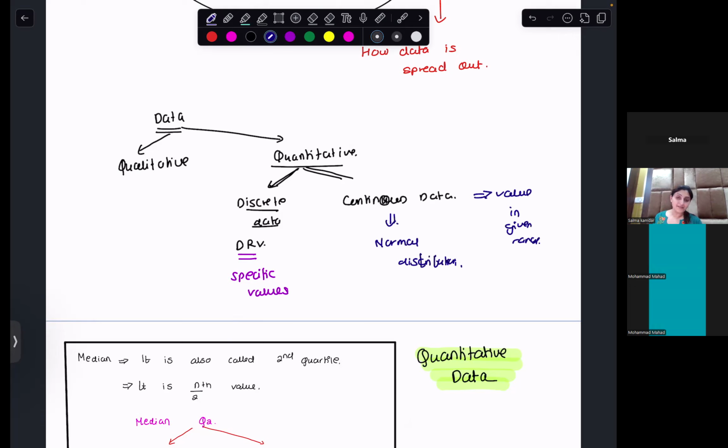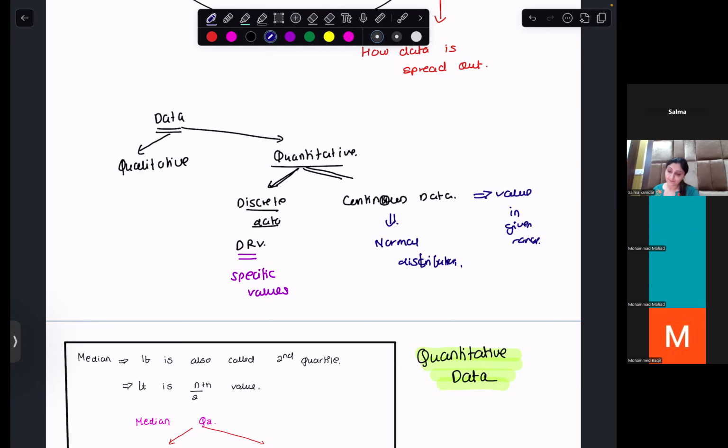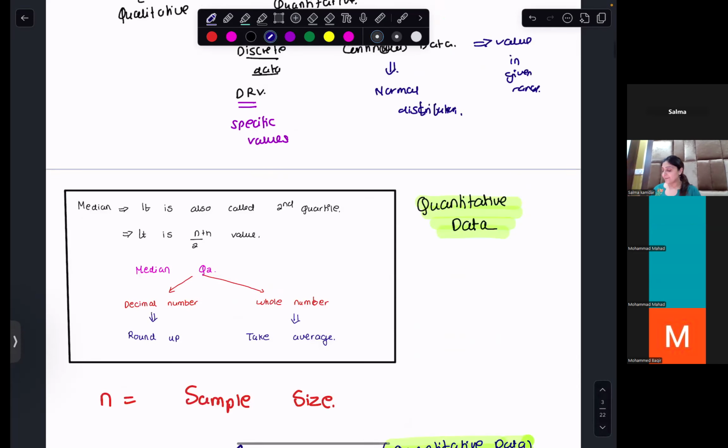Can you give me examples of continuous data? Height, for example 1.5. What else could be examples of continuous data? Time. Okay, the height and the time are examples of continuous data.